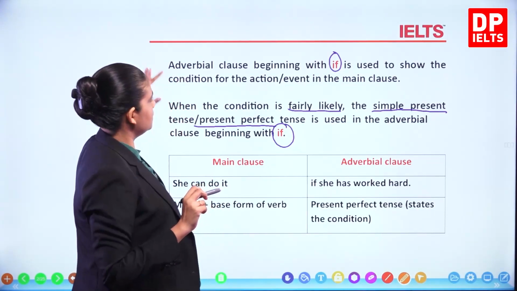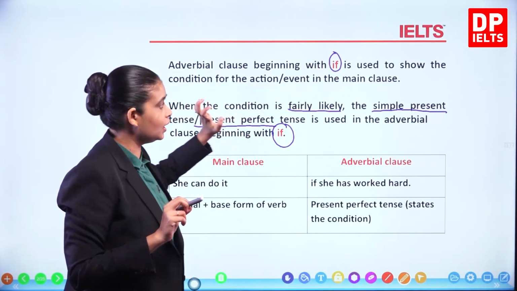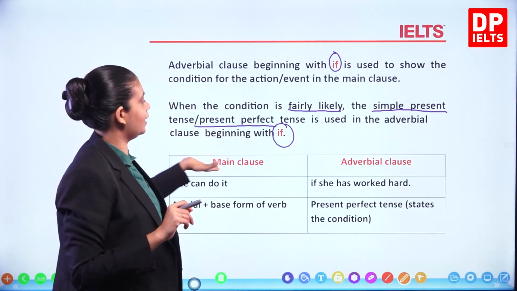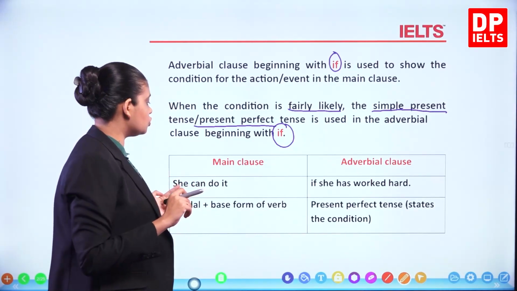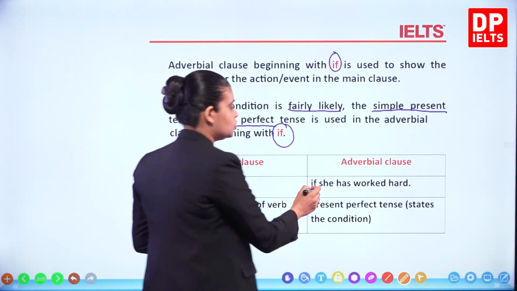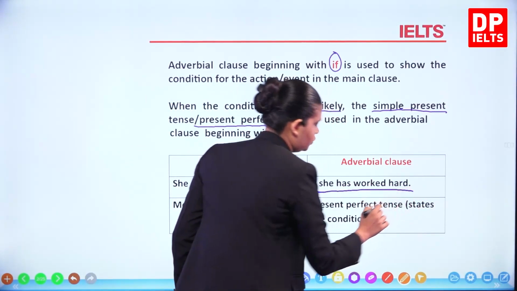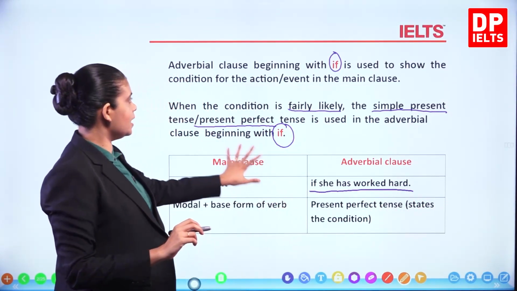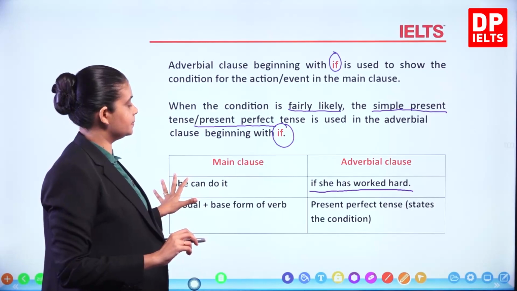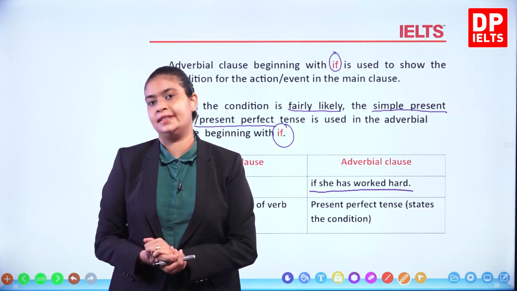Now, what this first bit tells you is that if your adverbial clause is beginning with if, that is used to show the condition for the action, right? So that means she can do it, but what is the condition? If she has worked hard. Let me just draw it. If she has worked hard. So the event in the main clause would happen if this condition is completed.